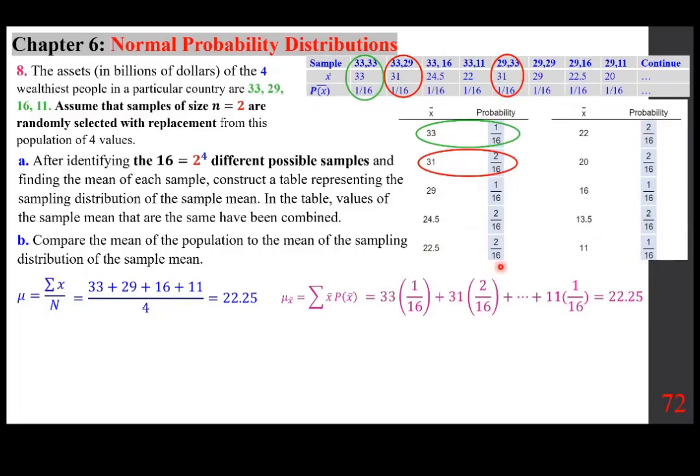Another way of doing that: look at the x bars, add up all the x bars, and there are 16 categories, so divide by 16. That gives you absolutely the same value. They are equal.